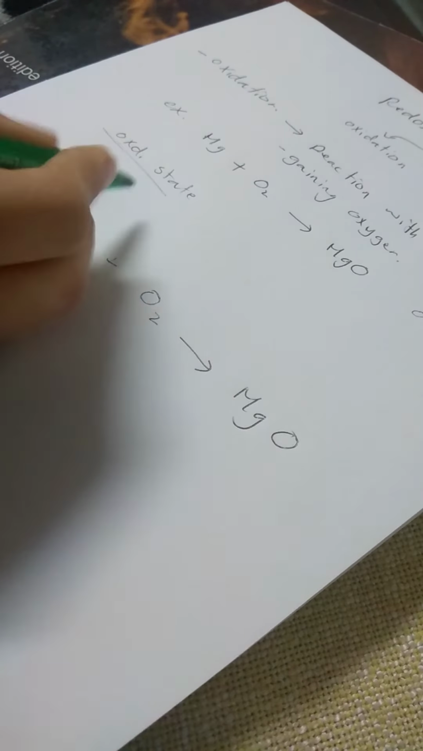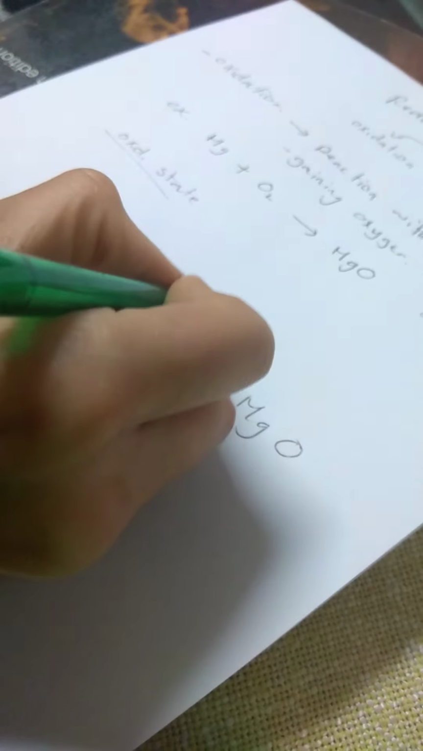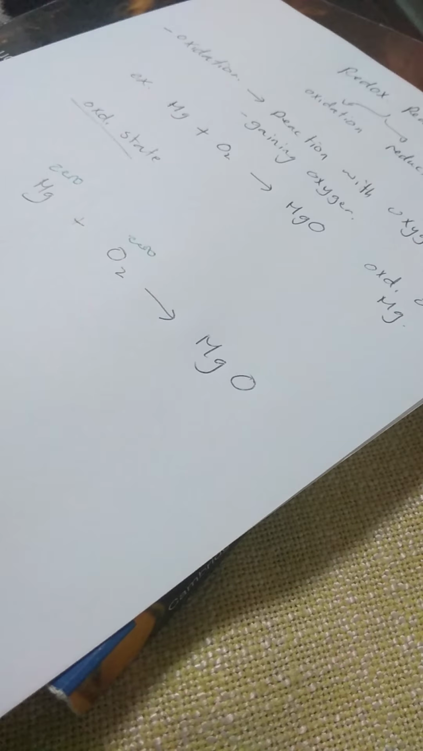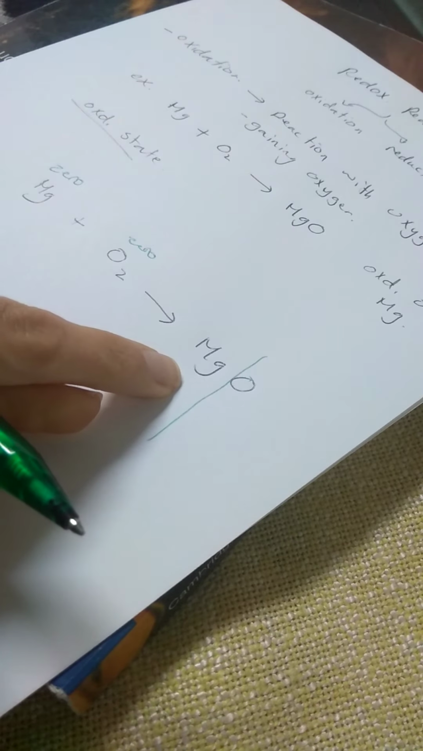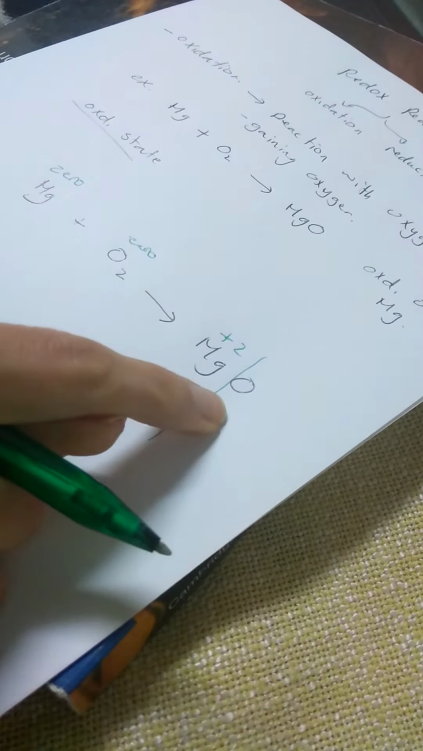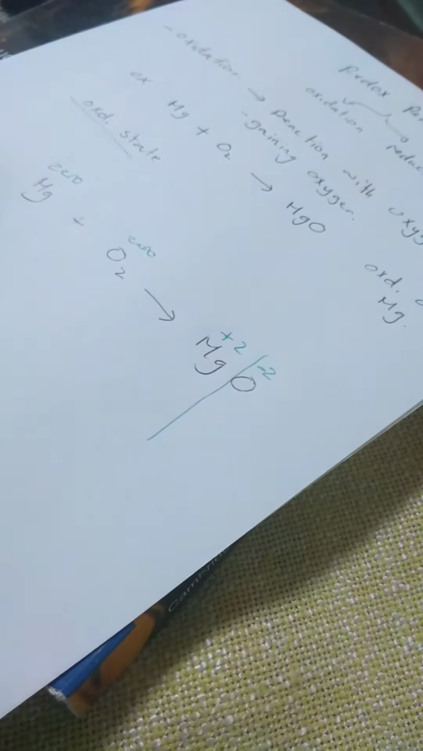The oxidation state of any element as an element is 0. So the oxidation state of magnesium here is 0. The oxidation state of oxygen here is 0. The oxidation state of magnesium and oxygen in the compound will not be 0. It will have an oxidation state, a number that shows the oxidation state. Magnesium, since it's in group 2, will have an oxidation state of +2. Oxygen, since it's in group 6, will have an oxidation state of -2.